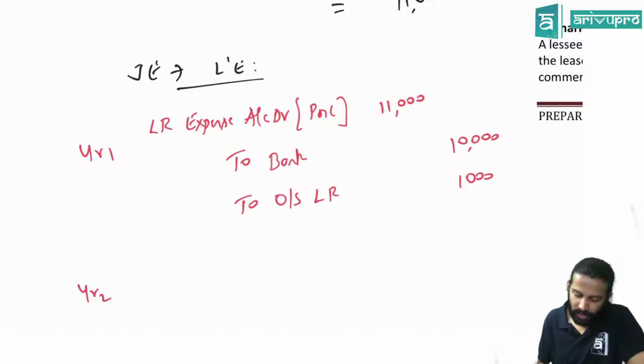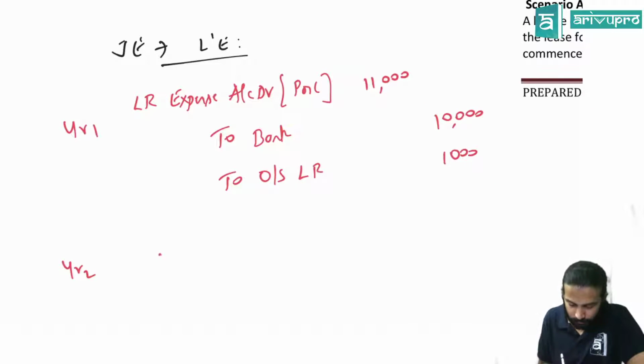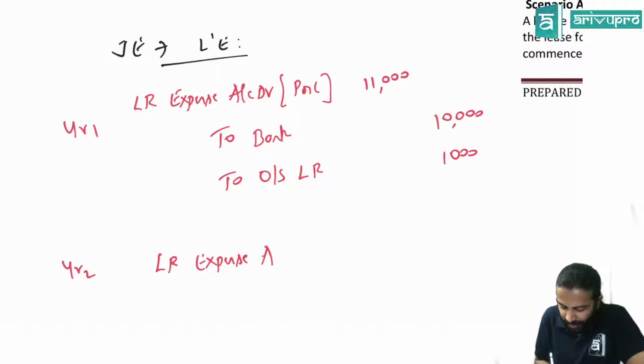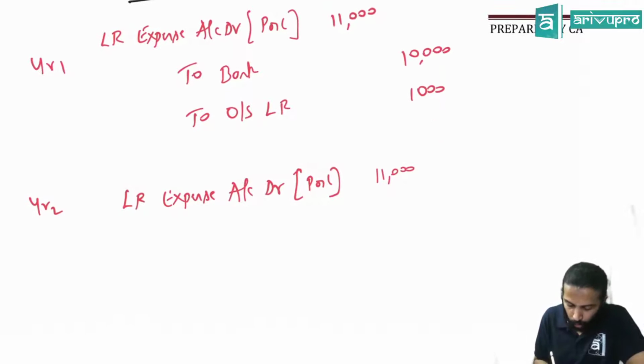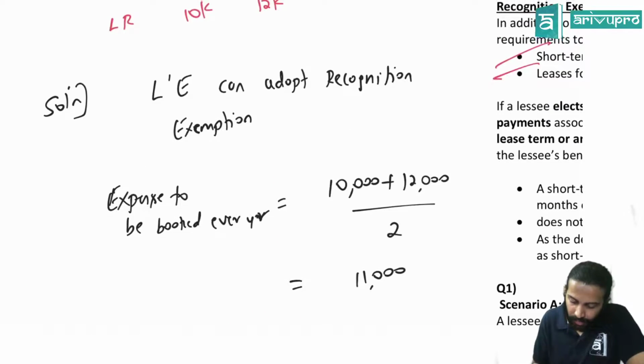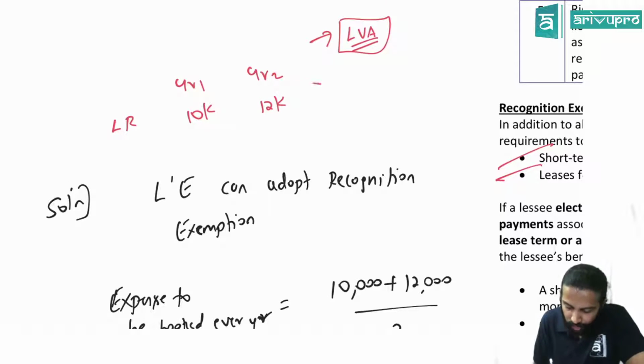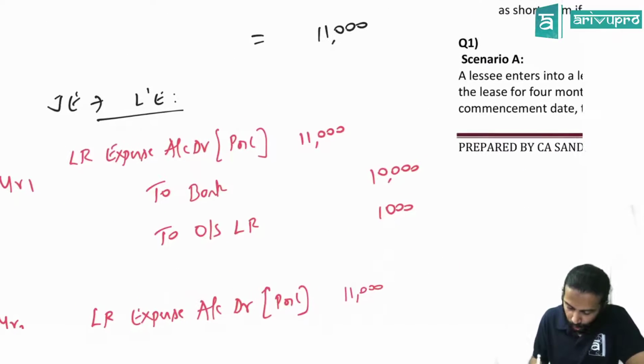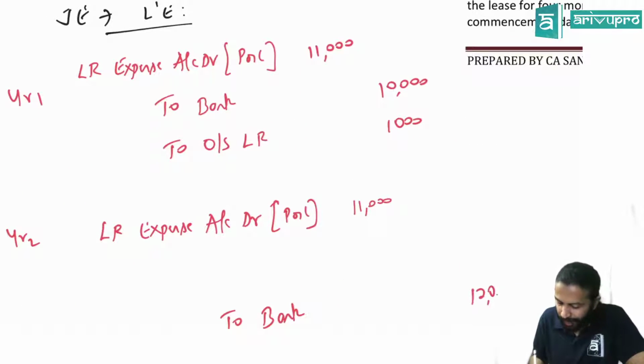Year 2, can we pass it, or is there any doubt? Okay, the second year will be lease rental expense account debit. Since the straight line expense will be accounted, it will go to the P&L only and the amount will also be 11,000. To bank, how much did he pay in the second year? 12,000. That means to bank 12,000. There is a balancing figure: the 1,000 he had to pay.